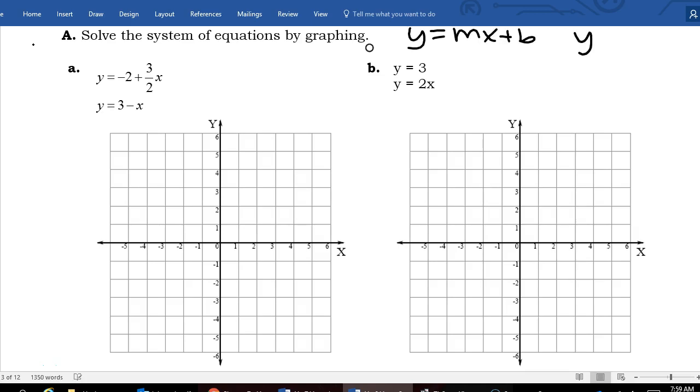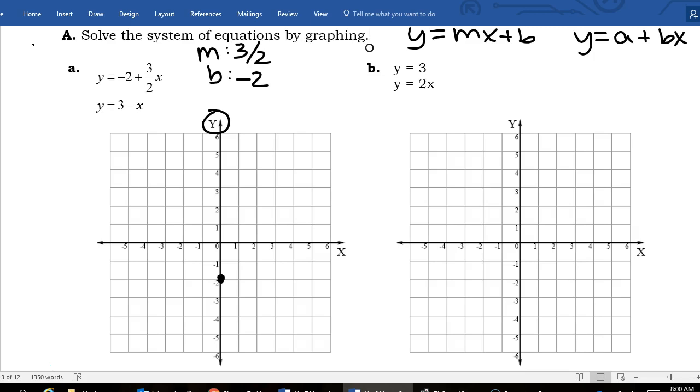Sometimes we say y equals a plus bx, but remember the rate of change always gets the x, and the y-intercept or starting value always is alone. So let's go with m and b. For the first equation, my m is 3/2 because that's by the x, and my b is -2. So on my y-axis, I'm going to put a point at -2. That's where we start.